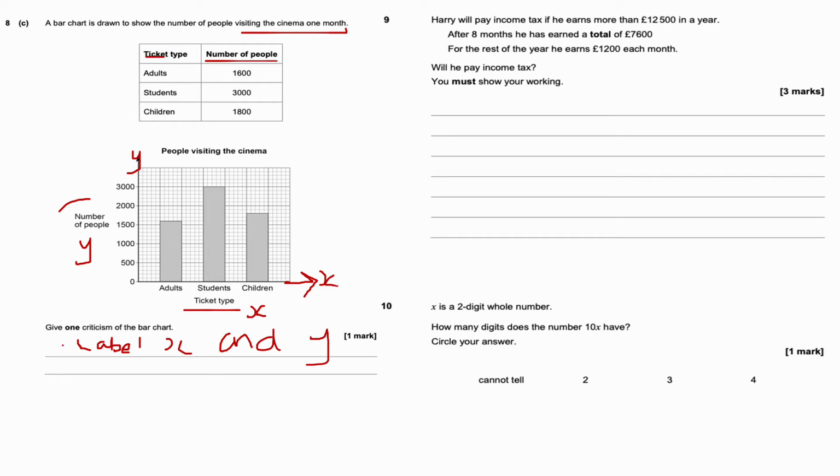This is question number 9. Harry will pay income tax if he earns more than £12,500 in a year. After 8 months, he has earned a total of £7,600. For the rest of the year, he earns £1,200 each month. Will he pay income tax? You must show your workings.